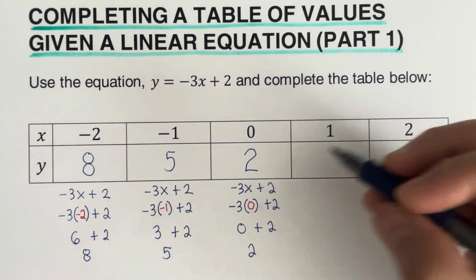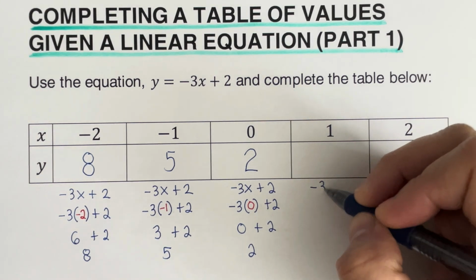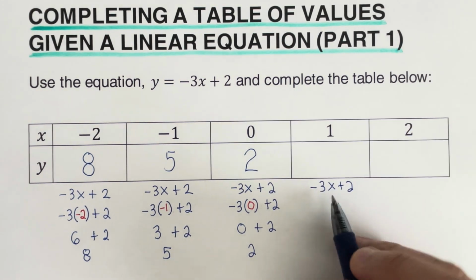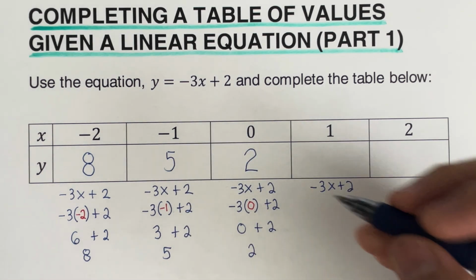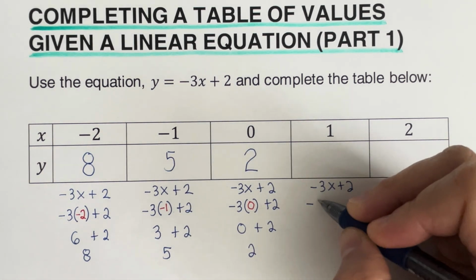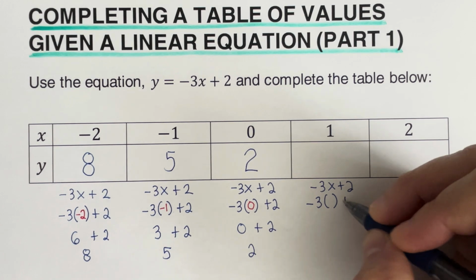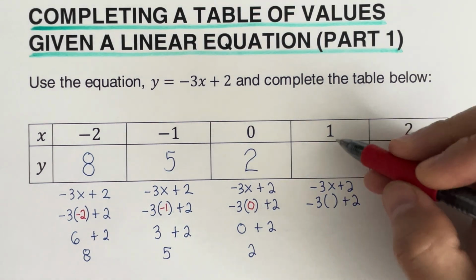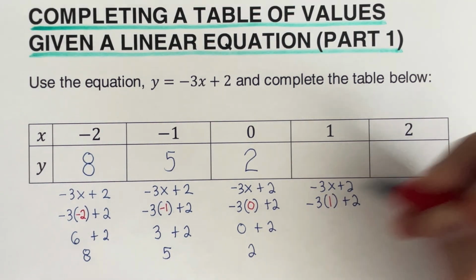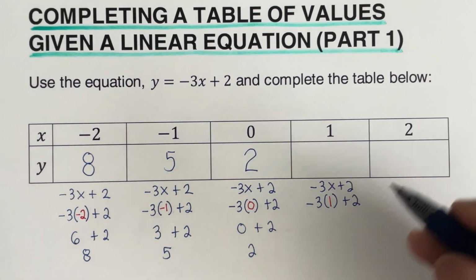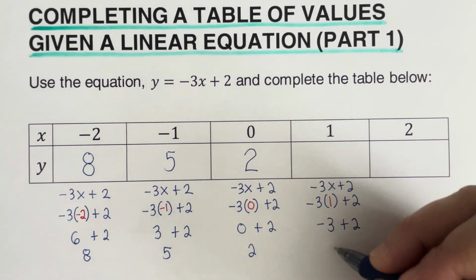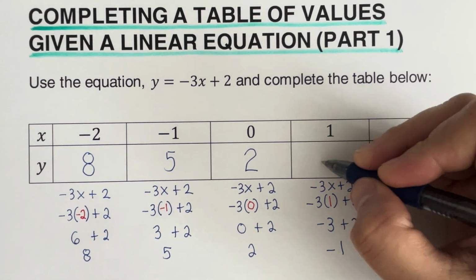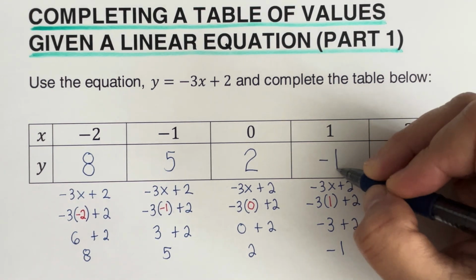Now let's have the 1 here. Negative 3x plus 2, that's the original equation that is given to us. I'm going to change this x into a parentheses. So that's negative 3 parentheses plus 2. Again, our x value is 1, so I plug it in there. Negative 3 times 1 is negative 3. Plus 2 is negative 1. So this value that we have here is negative 1.